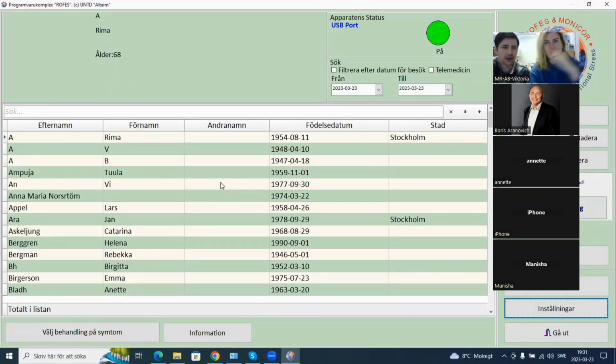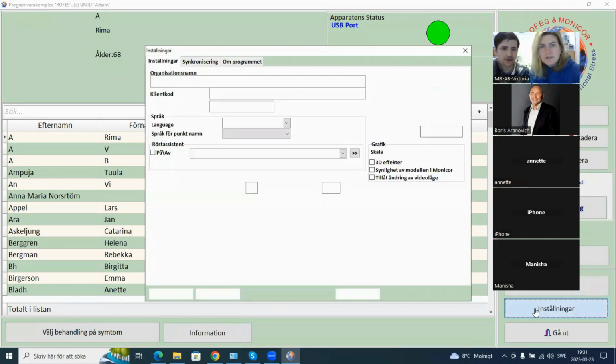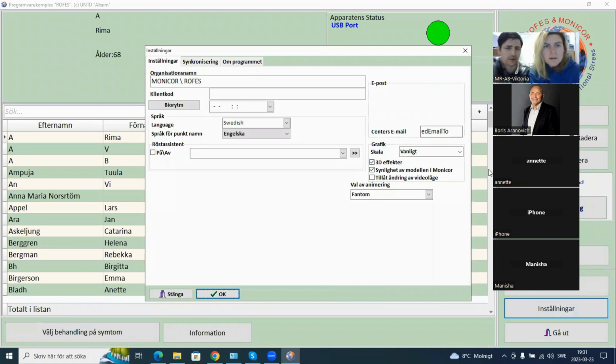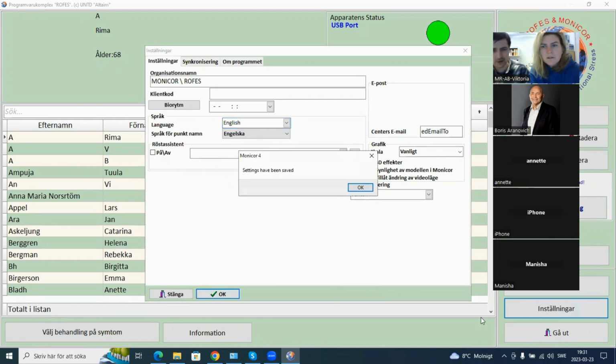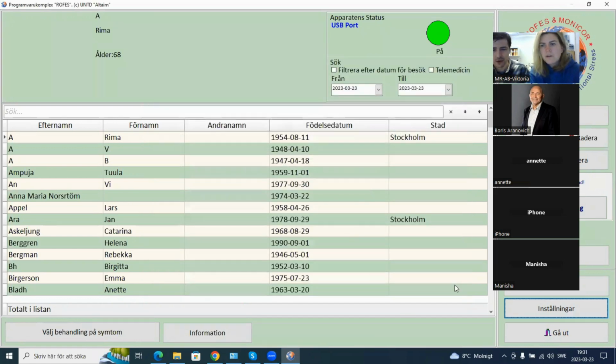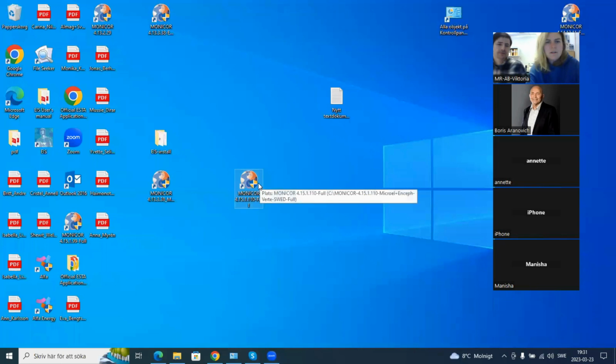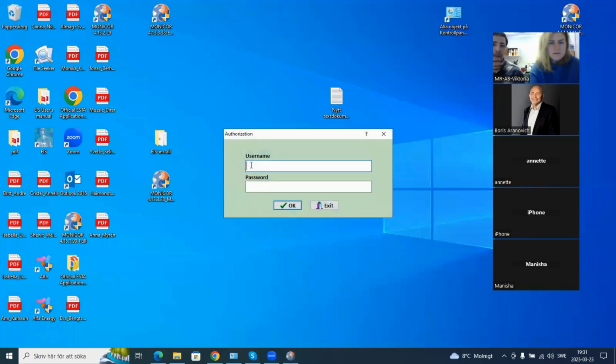It's in Swedish. Can we change to English? Yeah, we will change it to English. Up there, yeah. English, and we need to reboot the program. Not Russian, English. Okay. Exit. Go out and start again. We start again. Now it will be in English.